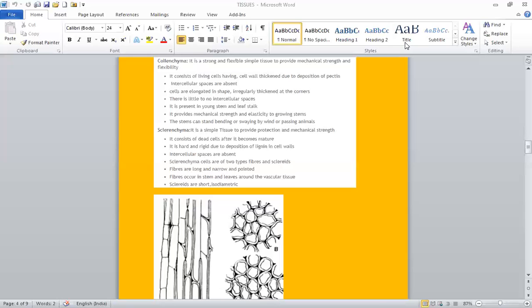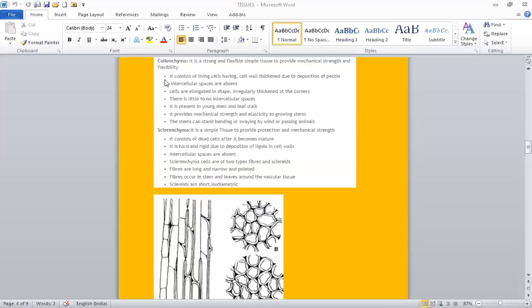Now, collenchyma is a strong, living, supporting tissue. It provides flexibility to the plants. It is strong and flexible tissue to provide mechanical strength and flexibility.